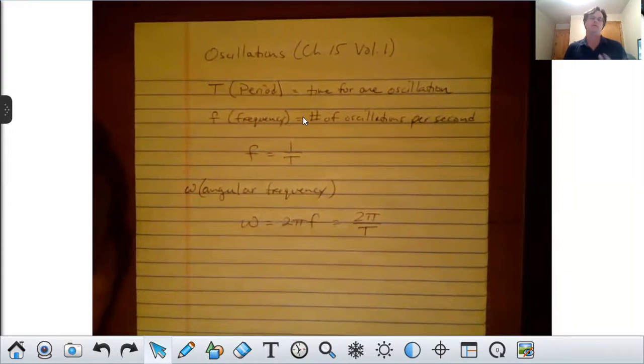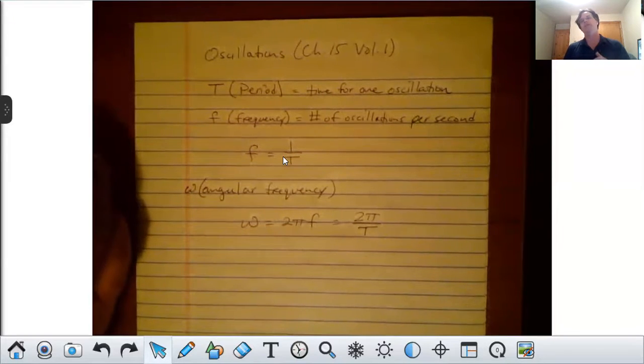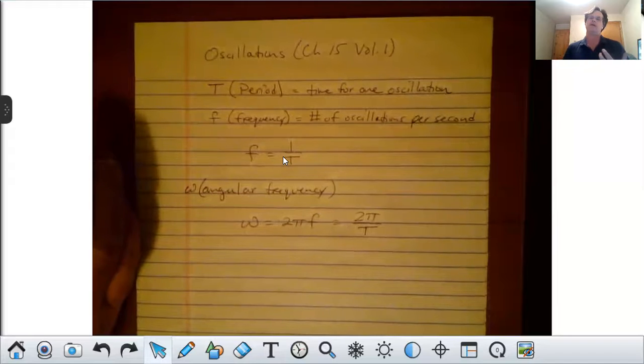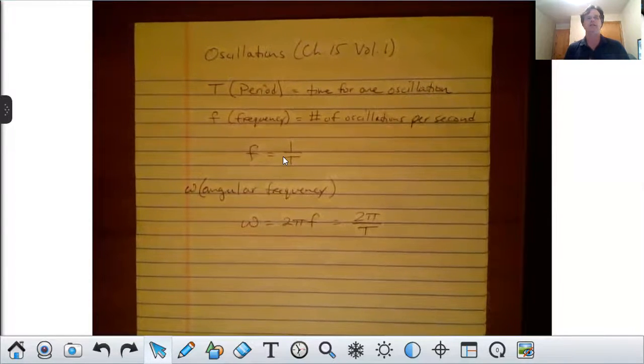Now, usually, though, much of the time we talk about the frequency of the oscillation, which is the number of oscillations per second. Now, if you think about it a little bit, you can see that the frequency and the period are inversely related to one another. That is, the frequency is 1 over the period, or the period is 1 over the frequency. Right, if you had a period of 1/4 of a second, 0.25 seconds, the frequency would be 4 cycles per second.